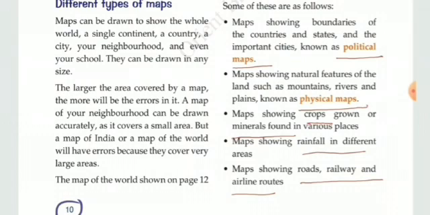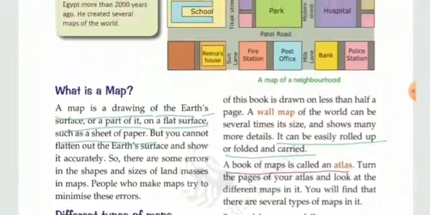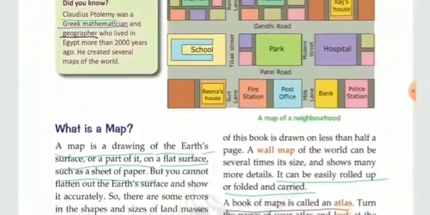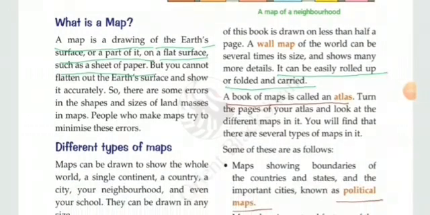The map of the world shown on page 12 of this book is drawn on less than half a page. A wall map of the world can be several times its size and shows many more details. It can be easily rolled up or folded and carried. A wall map gives detailed information. It can be rolled and folded and carried anywhere.